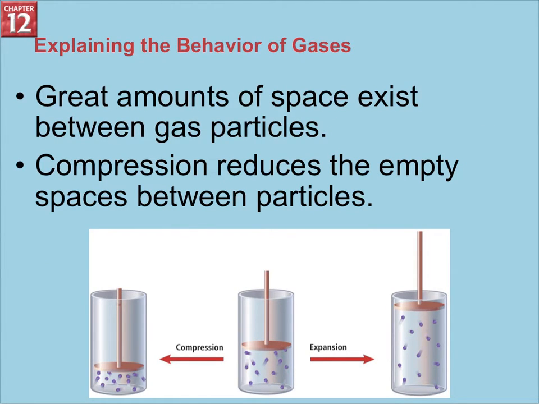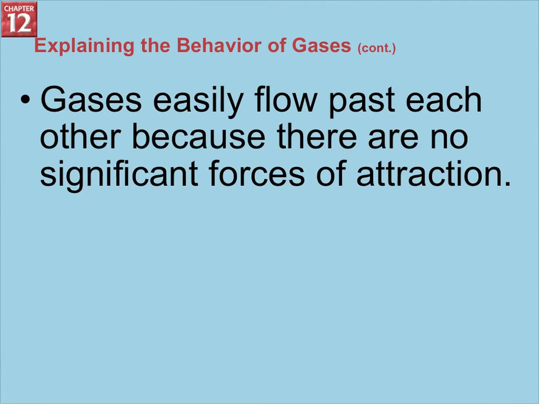Great amounts of space exist between gas particles, like we already said, and compression reduces the empty spaces between the particles. So if you start over here, where we have the most space, they will collide with each other, but not nearly as much as they will here where they're all compressed. Gases easily flow past each other because there are no significant forces of attraction. So when gas particles collide, they're not going to be attracted to each other. It's just random as they're constantly moving. Because remember, gas particles are constantly moving around.